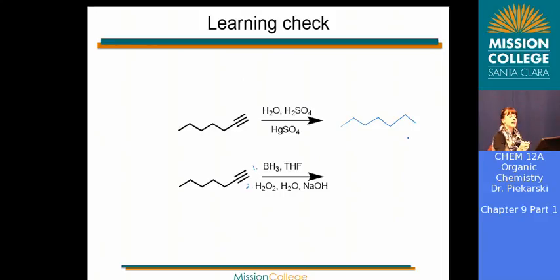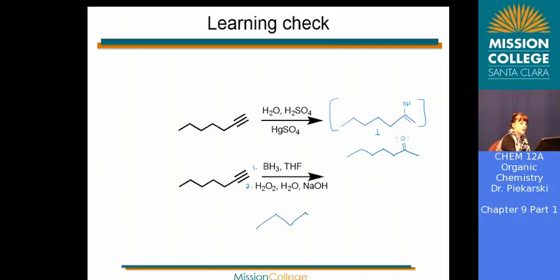Okay? And it's okay if at first you drew this, but put brackets around it and then indicate to me that you do know it should end up like this as the final product, where it tautomerized. Same thing with this one.